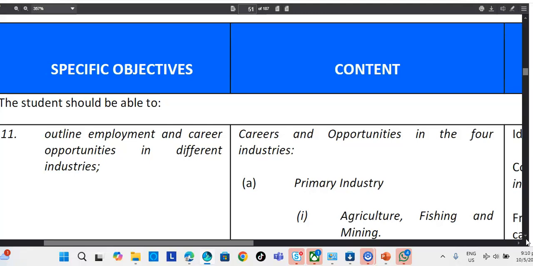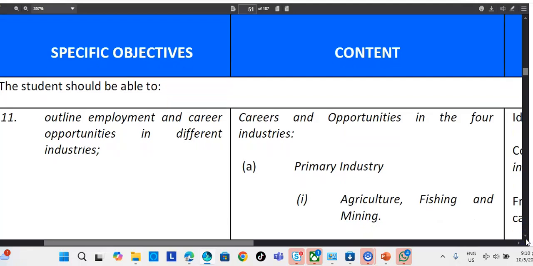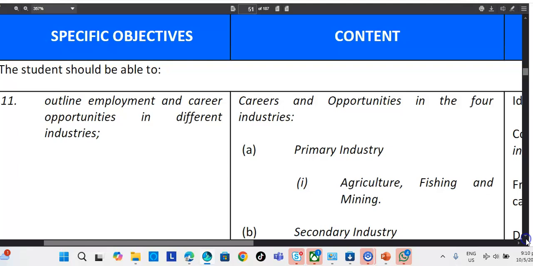Outline employment and career opportunities in different industries. So we know the different industries, and we're going to look at the first of four, which is the primary industry. What are some of the careers and opportunities that are available in this industry? Primary industry has to do with extracting raw materials, like agriculture, fishing, and mining. So when you harvest your crops, when you go fishing, you have fish. When you dig land for mining, what do you do with those raw materials?